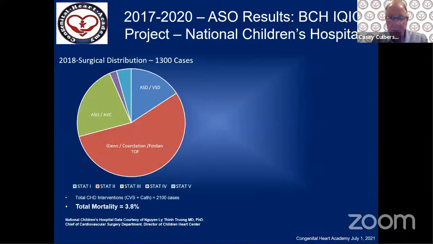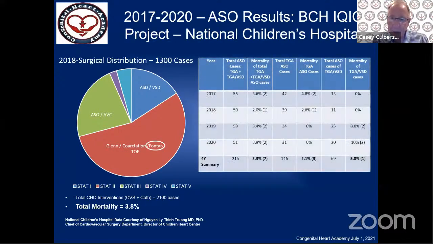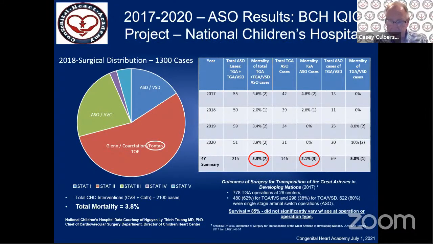When I went north to National Children's Hospital, this is from Dr. Trong. This was 2018, where he did about 1,300 cases. I think the first thing you can note is my idea about single ventricles has completely gone out the window. His total mortality was about 3.8%. Looking at arterial switch, 2.1% for straightforward arterial switch, 3.3% for TGA VSD. And interestingly, again, in another benchmark paper, the survival was pegged at 85%. So obviously, National Children's is doing quite well.